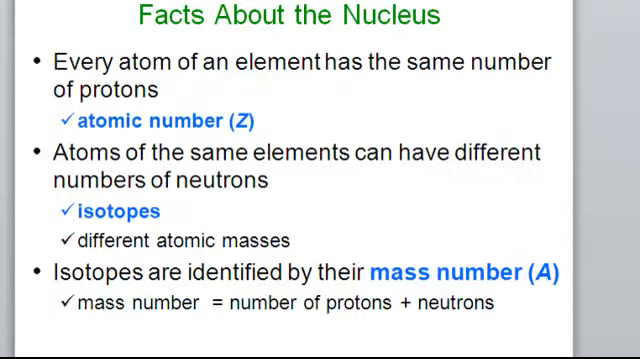Every atom of an element has the same number of protons. Remember, the proton number gives the atom its identity. So if I said number 1, you know it was hydrogen. Number 2 would be helium. Number 3 would be lithium. That very number, called the atomic number, tells us the protons, and gives the atom its identity.